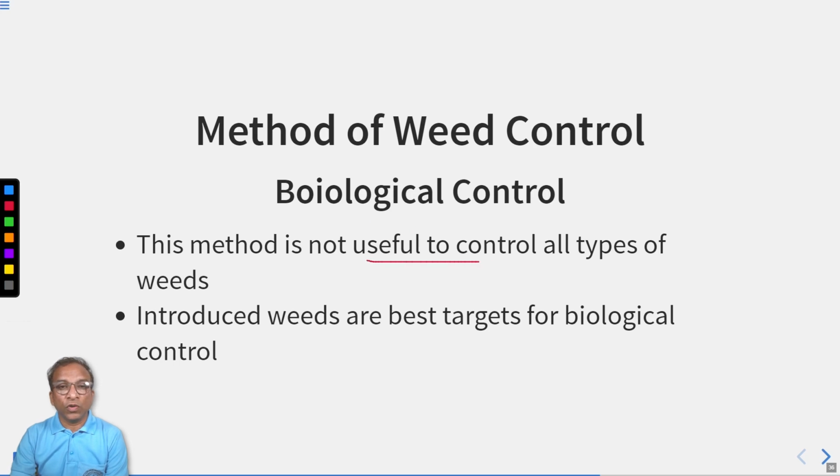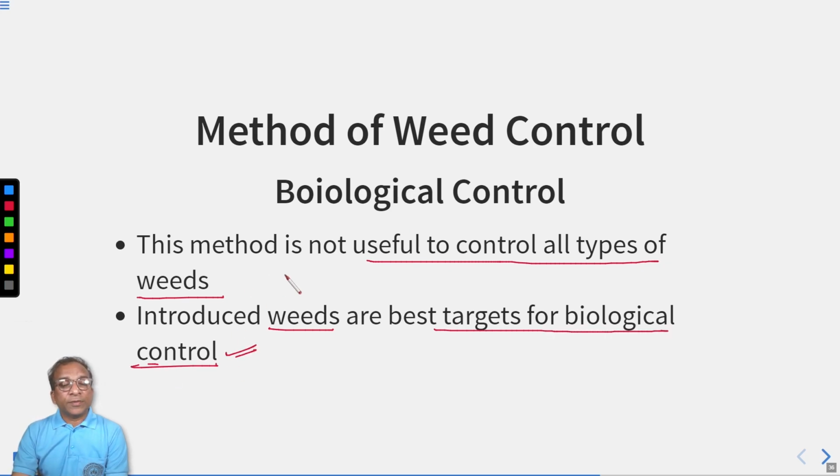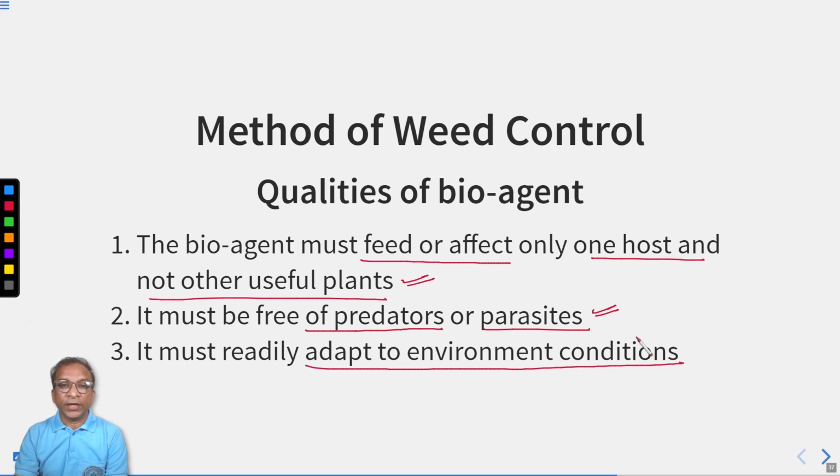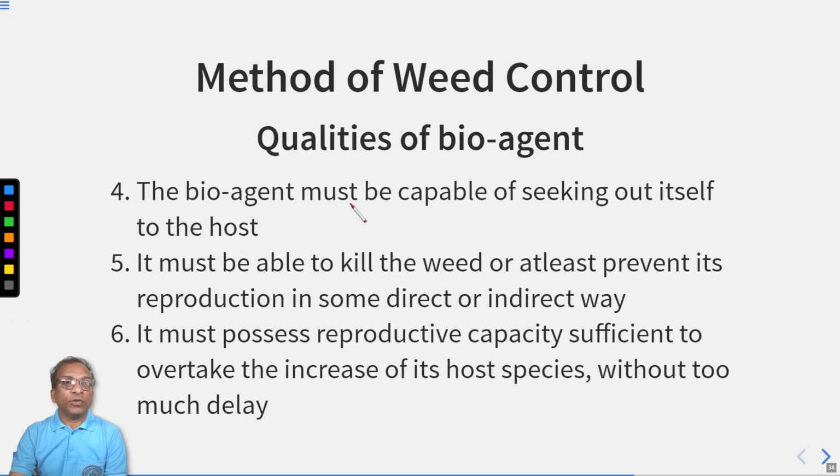This method is not useful to control all types of weeds. Introduced weeds are the best targets for biological control. So this method cannot be used for any type of weed, but for introduced weeds we can use biological control. The bioagent must feed or affect only one host and not other useful plants. It must be free of predators or parasites. It must readily adapt to environmental conditions. The bioagent must be capable of seeking out the host. It must be able to kill the weeds or at least prevent their reproduction in some direct or indirect way.